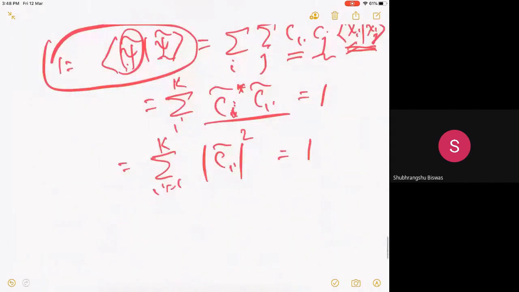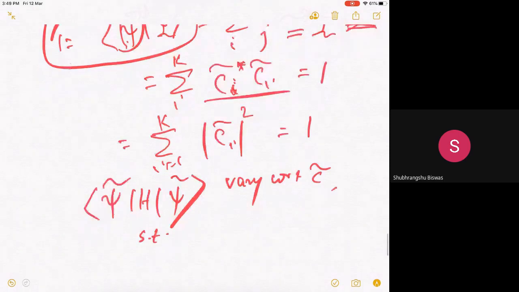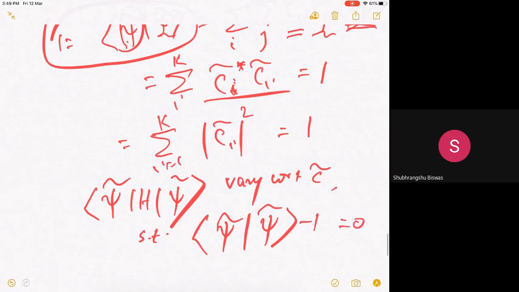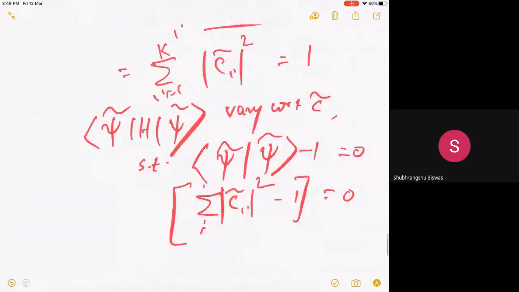Using this, now I can do a variation method. So what would be my variation method? It is psi tilde h psi tilde, vary with respect to c tilde, subject to the condition that psi tilde psi tilde minus 1 equal to 0. Or I can say subject to the condition sum over ci tilde square minus 1 equal to 0. Because this is identical. If you have any question, please ask.